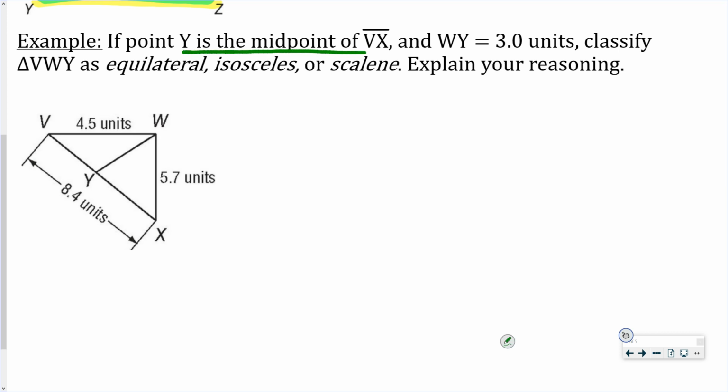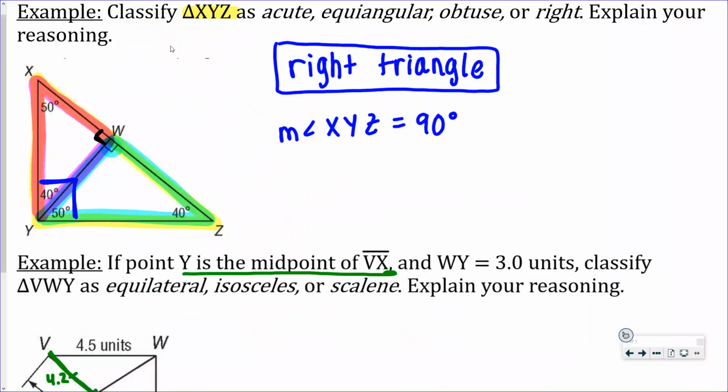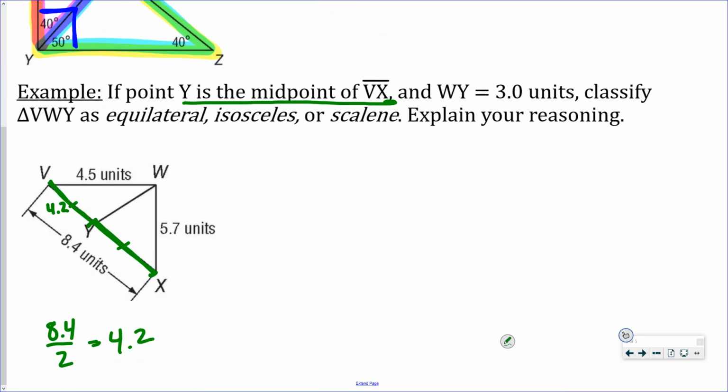We know Y is the midpoint of VX. Here's VX. If Y is the midpoint, what does it do to this line segment? Splits it in half. And we know this line segment is 8.4 units. So what's each of these segments? How'd you get that? Right, half of that. It divides it right in half. These would each be 4.2 units. Okay, let's label that. That's what we know from just that first statement.